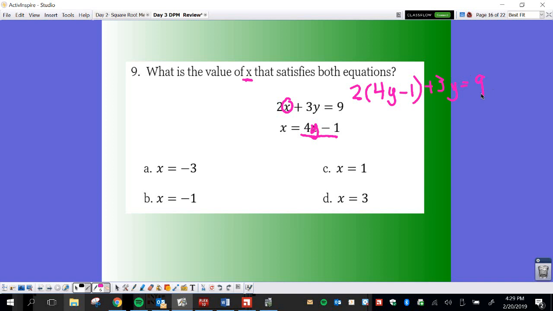Okay, now to solve for y, we first have to distribute. So that gives me 8y minus 2, and then plus the 3y equals 9. Okay, so now I'm going to combine my like terms. So I have 3y and 8y. So when I combine them, I get 11y minus 2 equals 9. All right, so now I need to move this 2 over here with this 9. Since it's being subtracted, I'm going to add it. So then I get 11y equals 11.